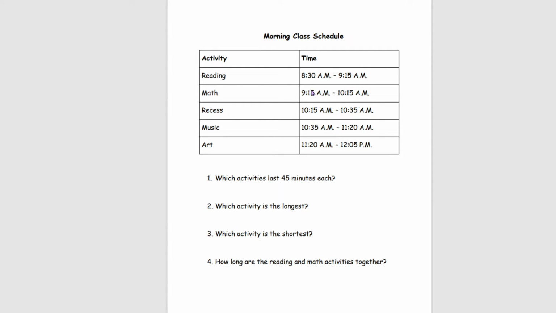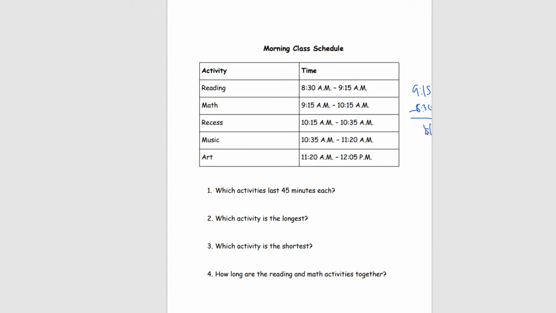And for number 1, it's asking which activities last 45 minutes each. So let's do reading. Here we see 8:30 and 9:15. The best way to find this out is to do 9:15 minus 8:30. It gets us 45. So we know that reading is 45 minutes.